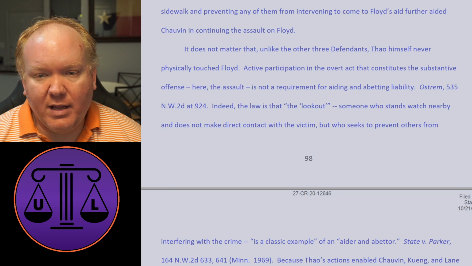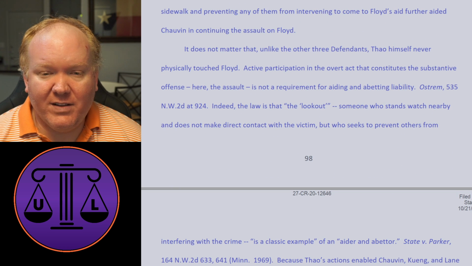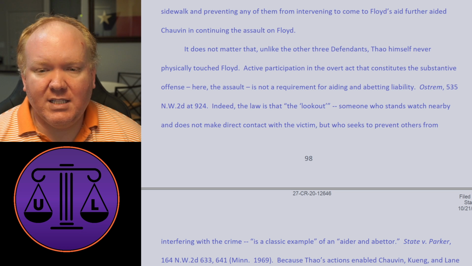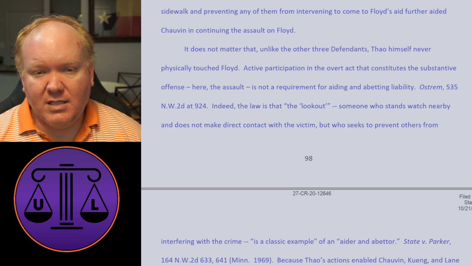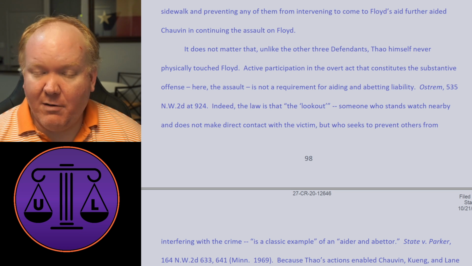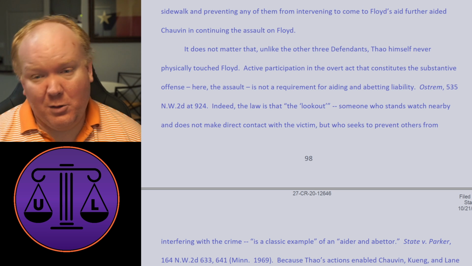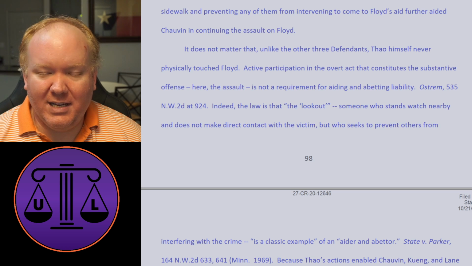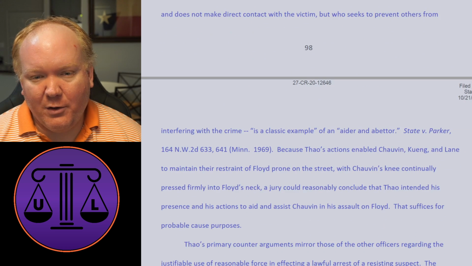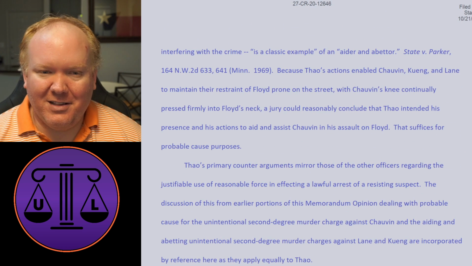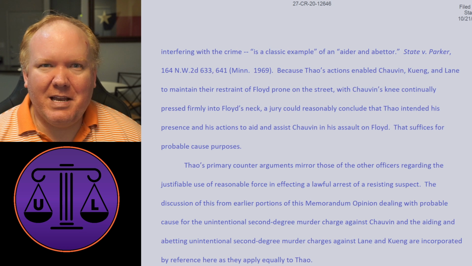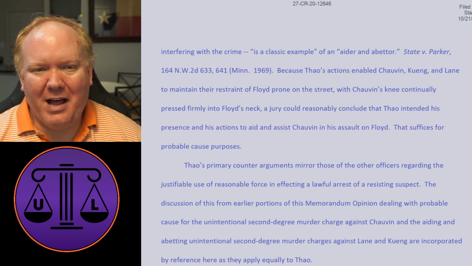It does not matter that, unlike the other defendants, Thao himself never physically touched Floyd. Active participation in the overt act constitutes a substantive offense. Here, the assault is not required for aiding and abetting. That's true. Indeed, a lookout, someone who stands nearby and does not make direct contact, but seeks to prevent others from interfering in the crime, is a classic example of aiding and abetting. Yeah, but typically a lookout is established in advance of the crime, not on the fly.